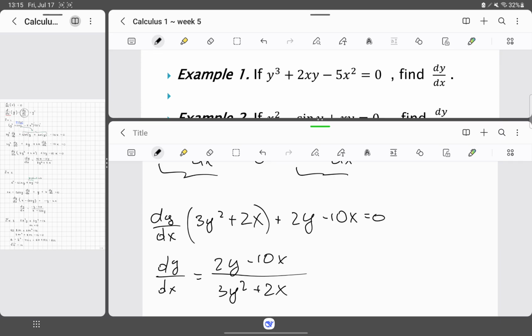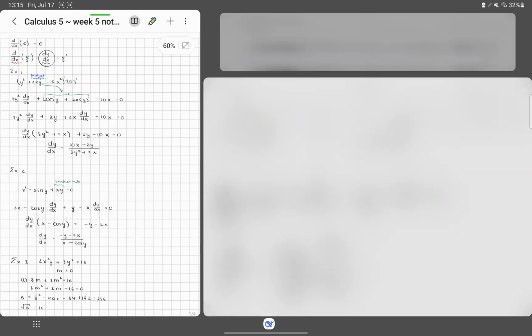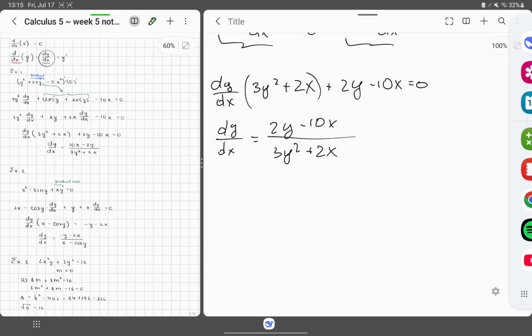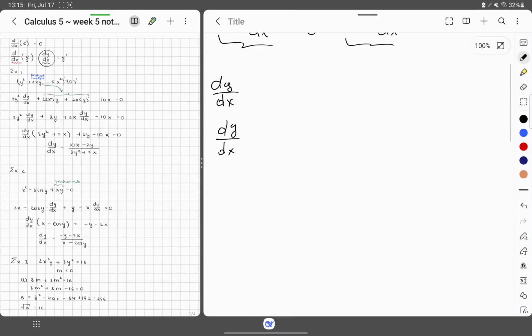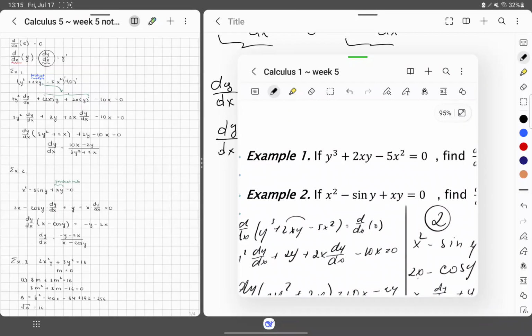I hope it's right. Let's see if it's right or not. My teacher has written it, but it's a little bit heavy for my tablet. Why is it working really slow? I don't know.